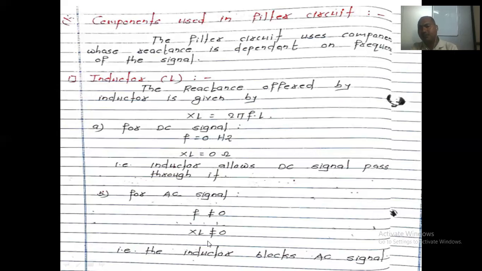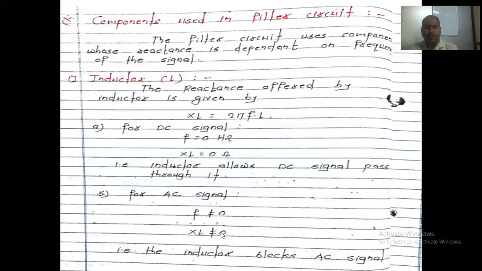Is that correct? Please tell me. XL has some value, 100 pi or 1 pi, consider. So it has some value, so XL is not equal to 0. See, did you understand this equation? Please tell me. Yes, sir. Okay, XL is not equal to 0, right?